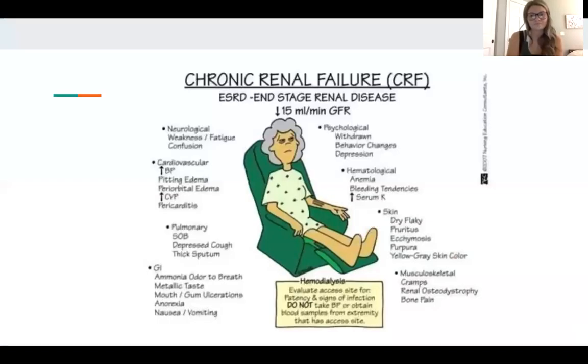All right, so this is a super awesome little diagram that sums up what we've been talking about. And I love this little lady.